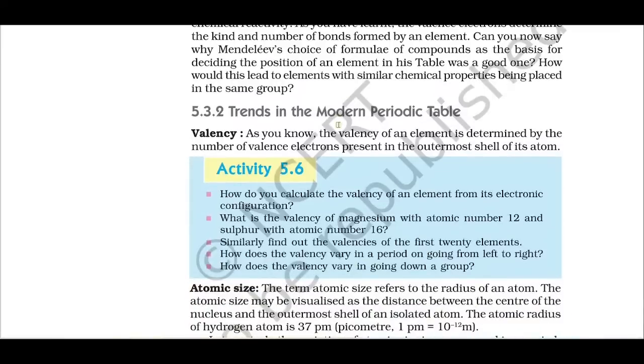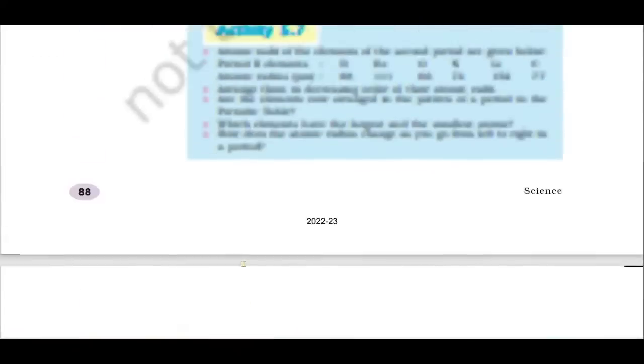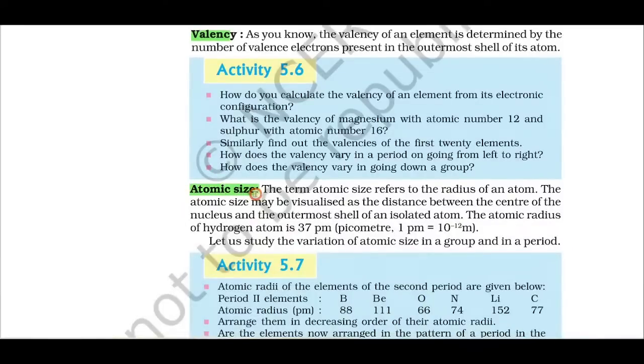Now you should know the periodic trends in the modern periodic table. Based on this only you can expect application based questions. They'll give a table with different elements with atomic numbers. You should be able to find the atomic size and also valency, with metallic and non-metallic properties. Valency of an element is determined by the number of valence electrons present in the outermost shell. And atomic size, it is defined as what? The radius of an atom. It is the distance between the center of the nucleus and the outermost shell of an isolated atom.